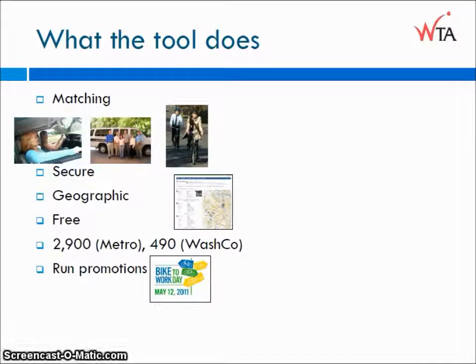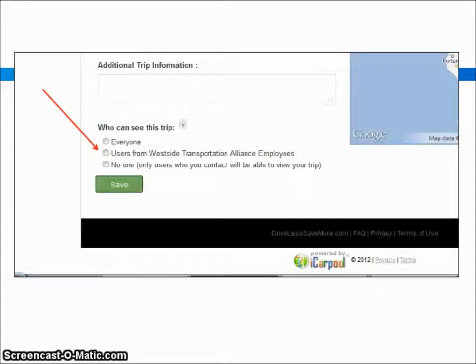So the tool is a matching tool, it's secure, it's geographic based, it's a free tool for people. The more people that use it, the better, and you can use it to run promotions. You can also use it to use in-network carpool matching. And what I mean by this is you can use it to match with somebody that's in your worksite. So for example, in this situation, you can say that the only people you want to see this trip, in other words, the only people you want to match with, are the people that are in my Westside Transportation Alliance network. So the only people that work at my work site can see this trip. You can also click everyone, and then anyone that's in the system would be able to match with you.